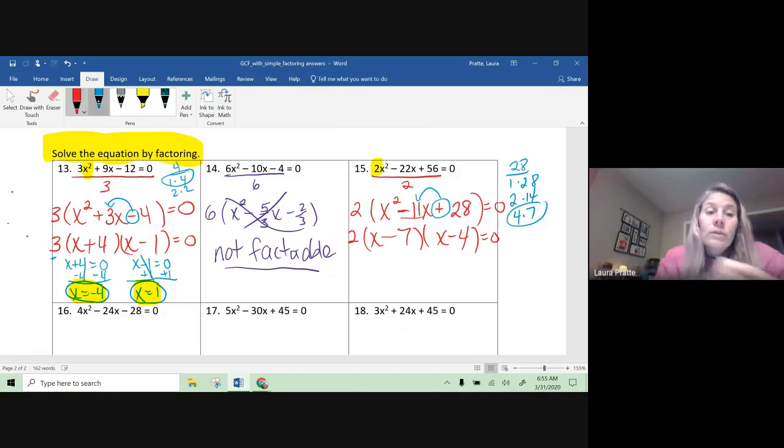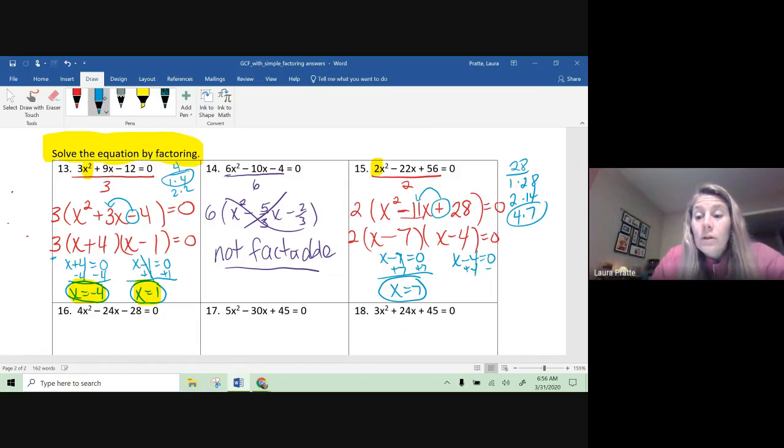Now we have to get our two solutions. So our two factors that have x's are x minus 7. So we solve that factor using zero product property. And then the other factor of the variable is the x minus 4. So we solve that one using the zero product property. And we get our second answer. And then the 2, we didn't have an x or a variable with that 2, so we didn't have to worry about solving that factor.